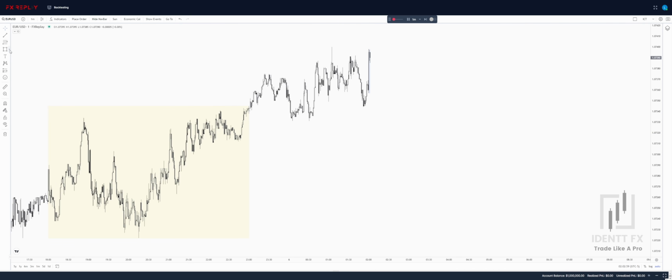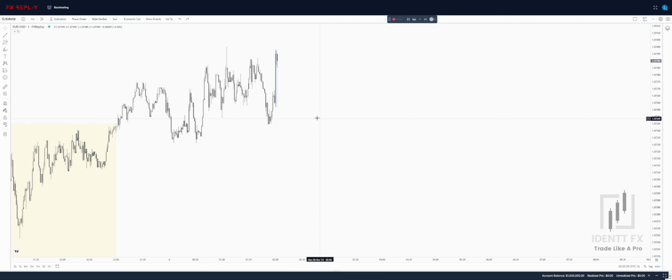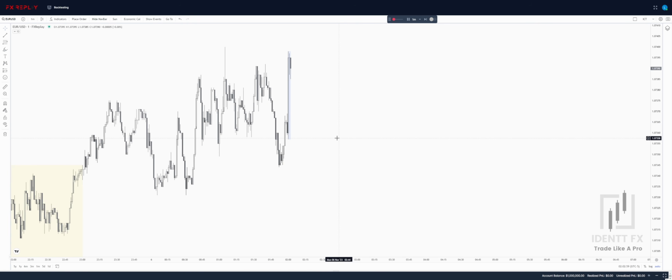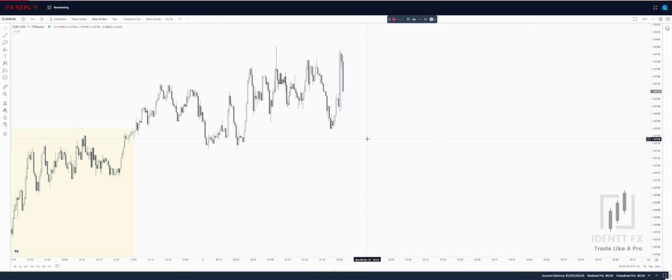So straight up looking at the data, what do we see? We see that we are clearly in an uptrend. So our first target right now is going to be to look for longs, unless we get a clear indication that the market wants to start reversing.